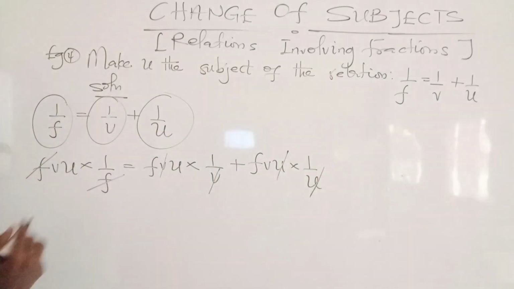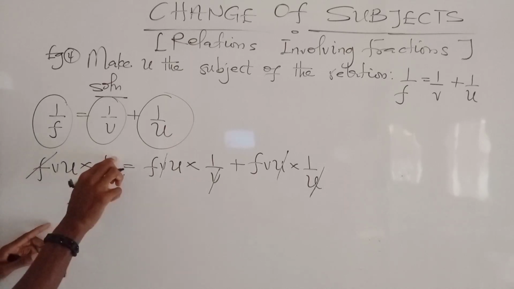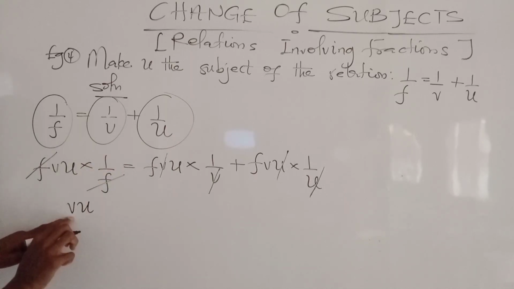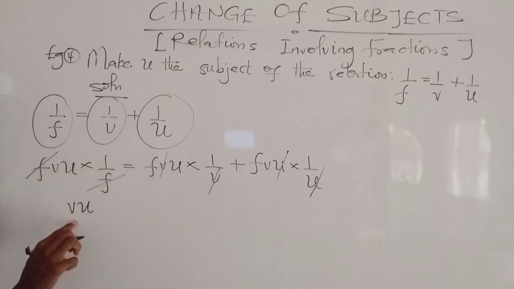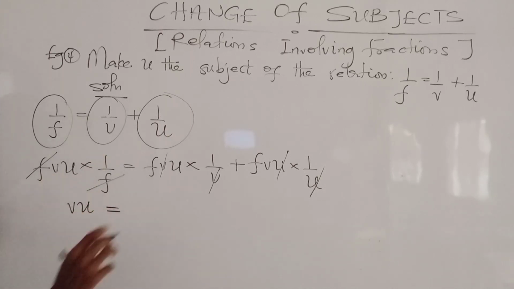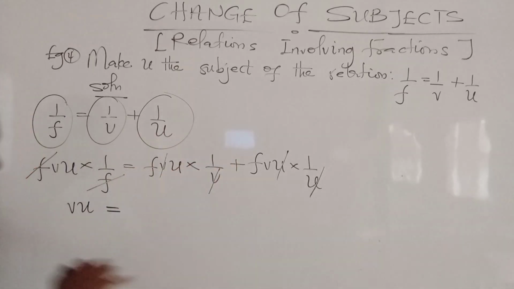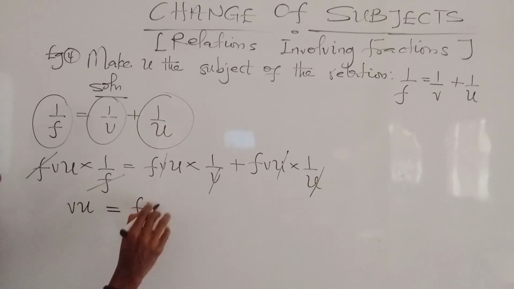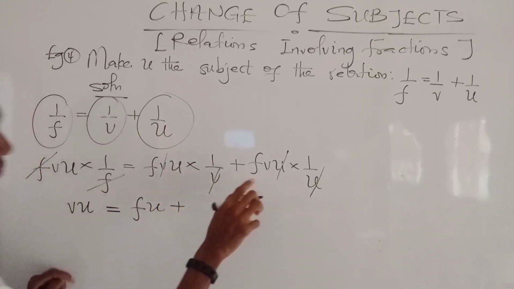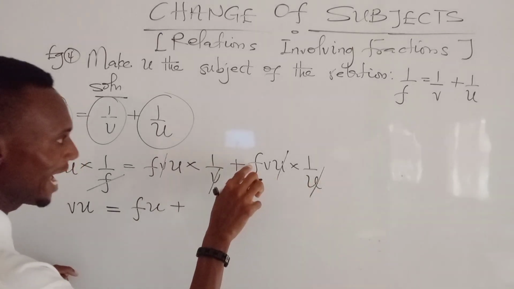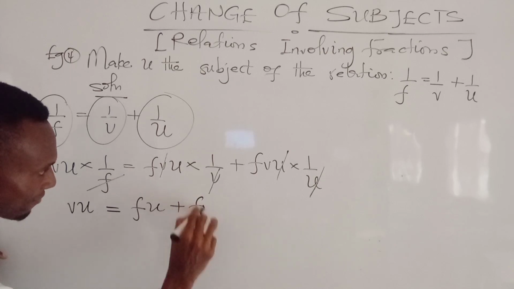What I have left here is VU. VU times 1 gives you VU. Then you bring your equal sign. What I have left here is FU. FU times 1 gives you FU. Then bring your addition sign, which is here. Then from here, what I have left is FV. FV times 1 gives FV.